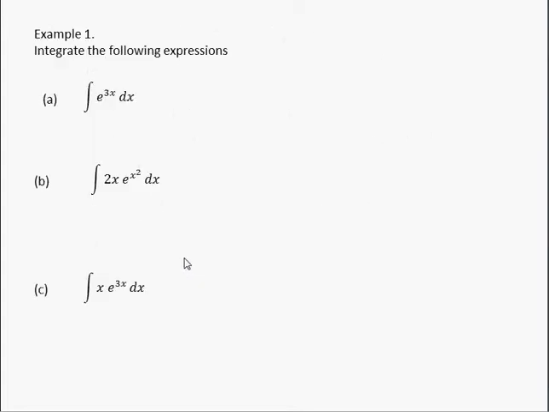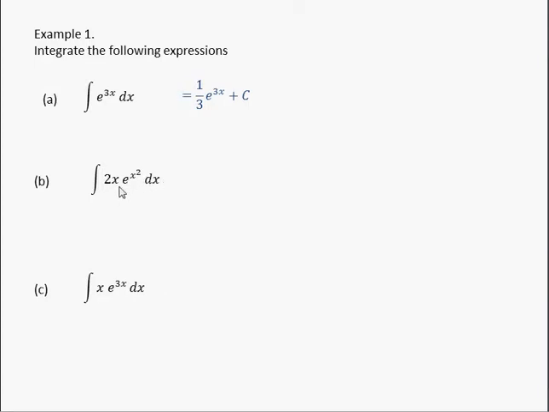Okay, the first one here is just using the reverse chain rule. You know that the integral of e to the x is e to the x, but there's a 3 here, so you've got to have a 1/3 at the front. It's like the reverse of differentiation, where you multiply by 3, here we'll divide by 3. Okay, the second example gets a little bit harder.